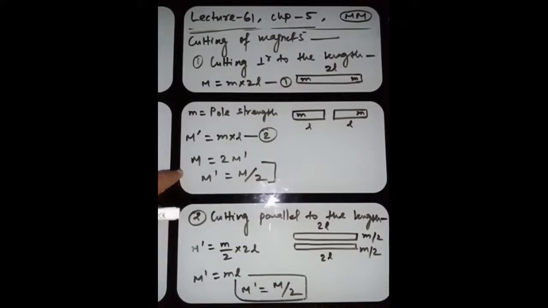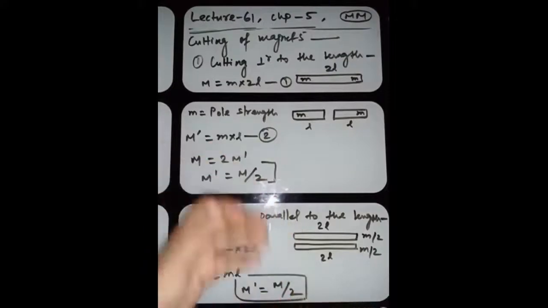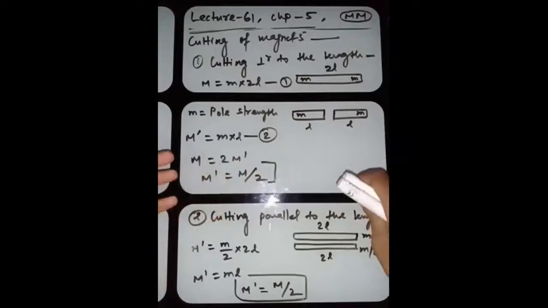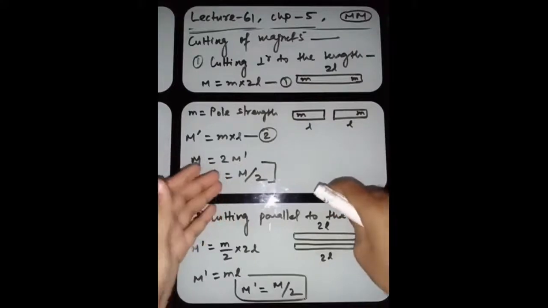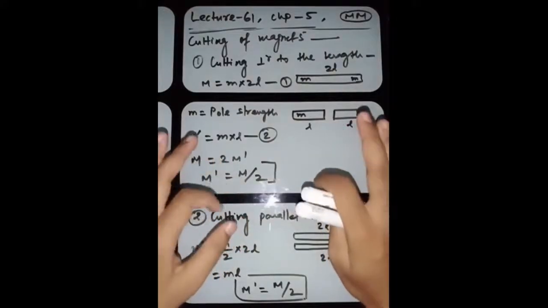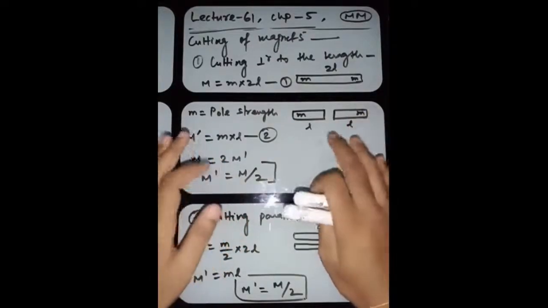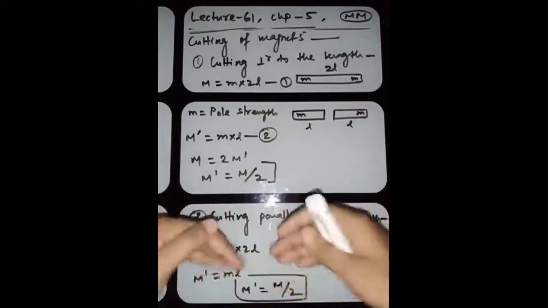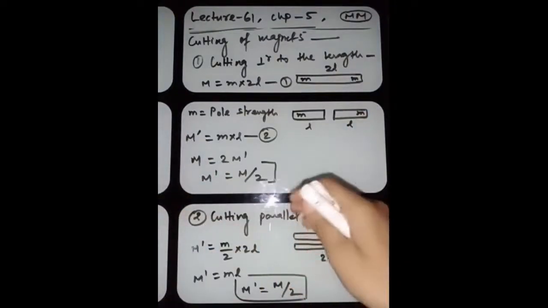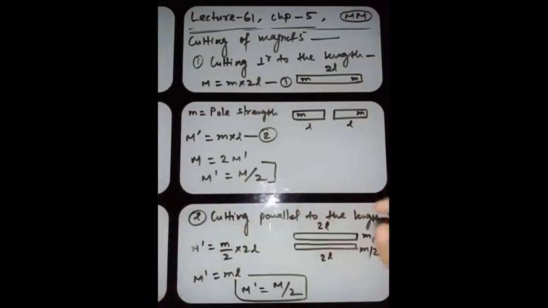So what is the basic point we got, my dear students? We got that either you are changing the length of the magnet or you are changing the cross-sectional area of the magnet, the magnetic dipole moment in both cases changes by the same amount, and it is half the actual one. Okay, my dear students. So this is the topic of cutting of the magnet.